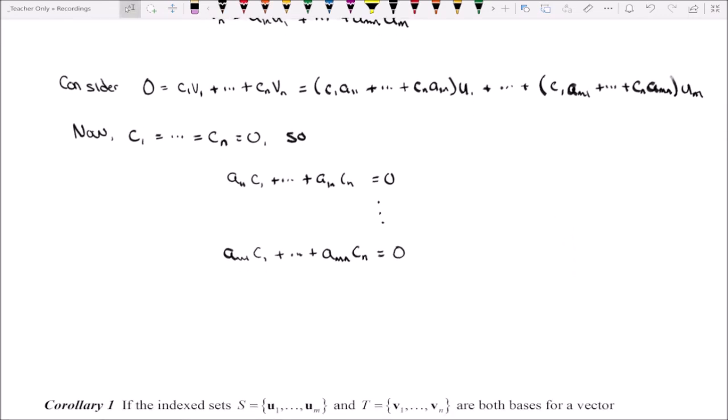All right, this system here has only the trivial solution, which means that m has to be greater than or equal to n, right? The number of equations must be greater than or equal to the number of unknowns.